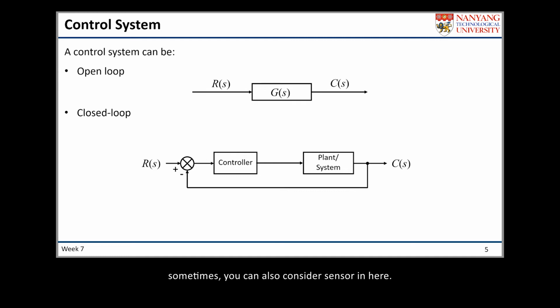And sometimes you can also consider a sensor in here, right? Of course, in most of the cases, we can neglect the transfer function of the sensor because normally a sensor has a very good accuracy and very high bandwidth, so we can consider the sensor as an ideal sensor with a transfer function of unity, 1. So we can remove this part.